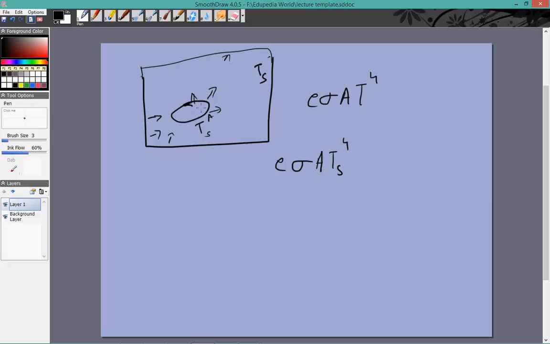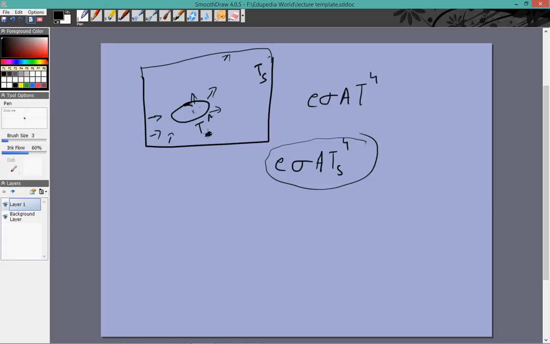That means if it was at Ts, this is the amount of energy it would be absorbing, right? Now the second argument is that the amount of energy absorbed by this object does not depend on its temperature. It depends on the temperature of the surroundings, and it depends on the geometry of the object, right? Surface area and so on. So the temperature of this object will have no effect on the energy absorbed by this object.